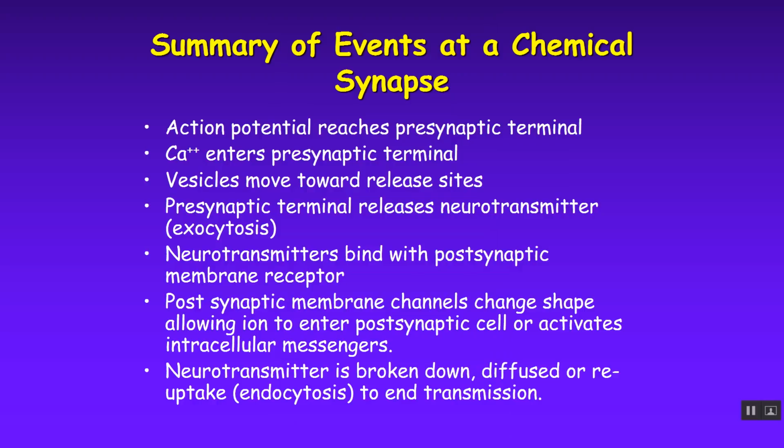Let's talk about the summary of events that occur at this chemical synapse that help communicate between one cell to the other. So you have an action potential somewhere in your nervous system that has started. It reaches the presynaptic terminal. That action potential coming down the axon, you're getting that flip-flop of charges, right? The sodium comes in, potassium goes out, and we get that flip-flop of charges from negative to positive.